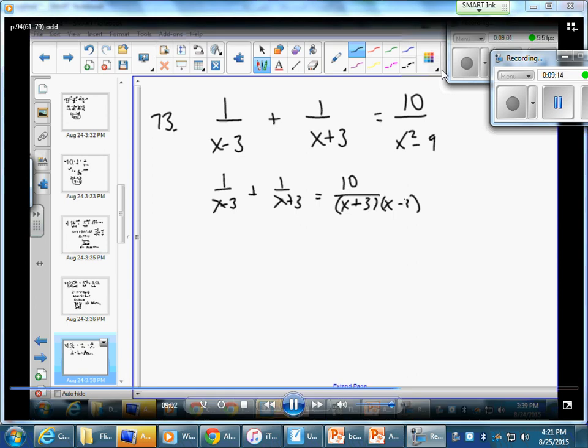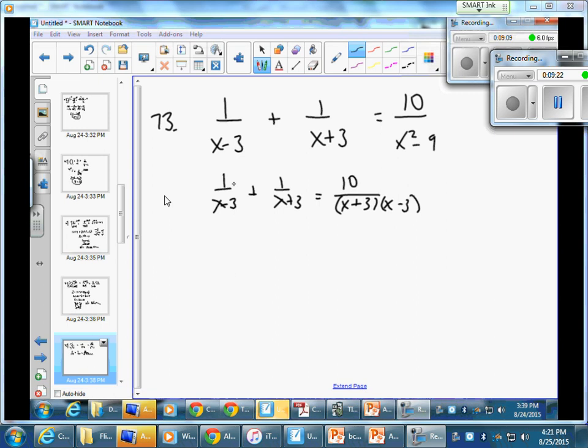So looking at my problem now, if I were to multiply by both x plus 3 and x minus 3 on every term, everything should cancel out. So I'm going to multiply the first term by x plus 3 and x minus 3. I'm going to multiply the second one by x minus 3 and x plus 3. And the last one by x minus 3 and x plus 3.